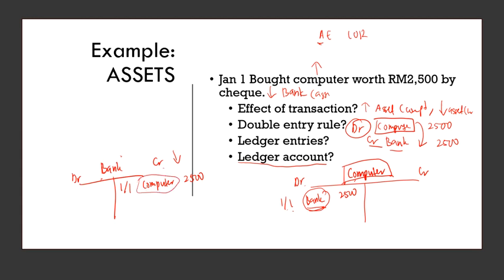Sebab tu particulars ni you must ambil yang opposite dia. Tak boleh kalau komputer account you pun tulis kat sini komputer, particulars dia sebagai komputer. Dia tak membawa maksud apa-apa. Okay, kena ingat cara nak buat ledger account ni. Ni you akan prepare ledger account ni dalam you punya assignment. Test kita tak suruh pun.